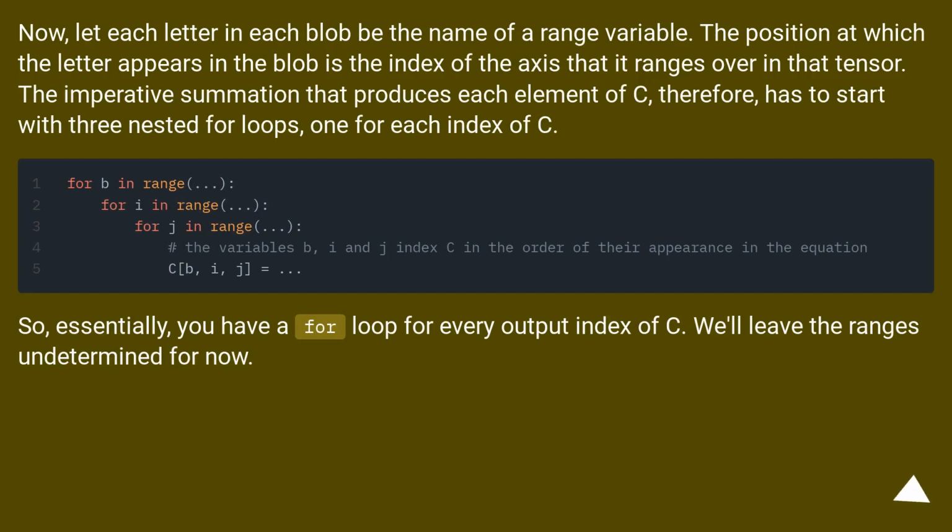Now, let each letter in each blob be the name of a range variable. The position at which the letter appears in the blob is the index of the axis that it ranges over in that tensor. The imperative summation that produces each element of C, therefore, has to start with 3 nested for loops, one for each index of C. So, essentially, you have a for loop for every output index of C. We'll leave the ranges undetermined for now.